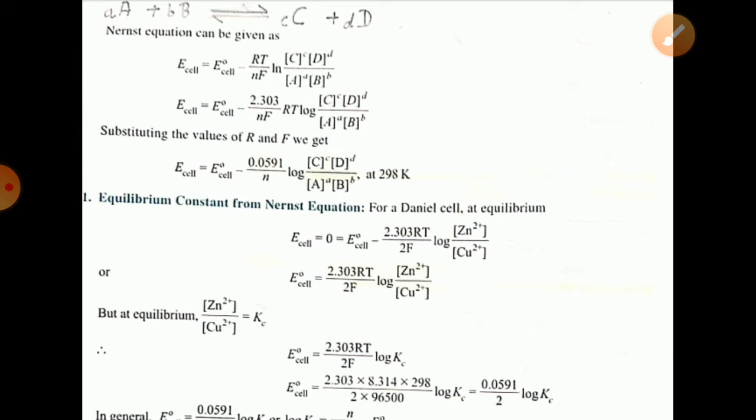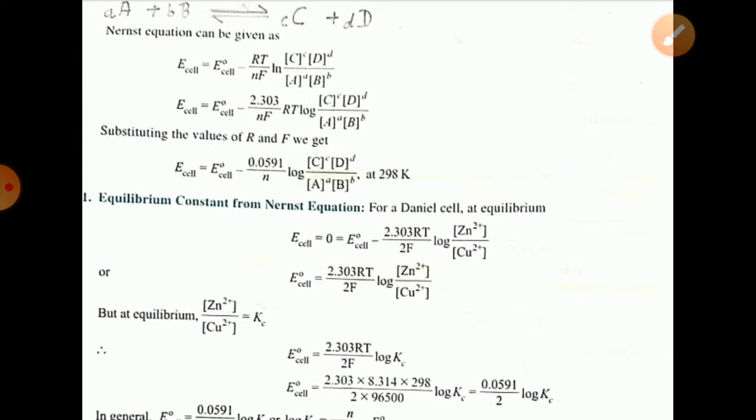For that, suppose there is a reaction in which A and B react to form C and D. Small a and small b are the stoichiometric coefficients of reactants A and B. Similarly, small c and small d are the stoichiometric coefficients, that is, the number of moles of products C and D.